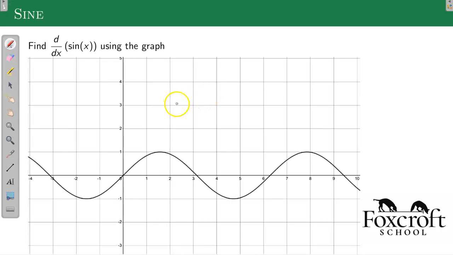All right, so this is the graph of sine. Let's use it to find the graph of its derivative. We're just going to do some nice points. We'll do it at 0. This is pi over 2. This is pi, 3 pi over 2, and 2 pi. That should be enough for now.